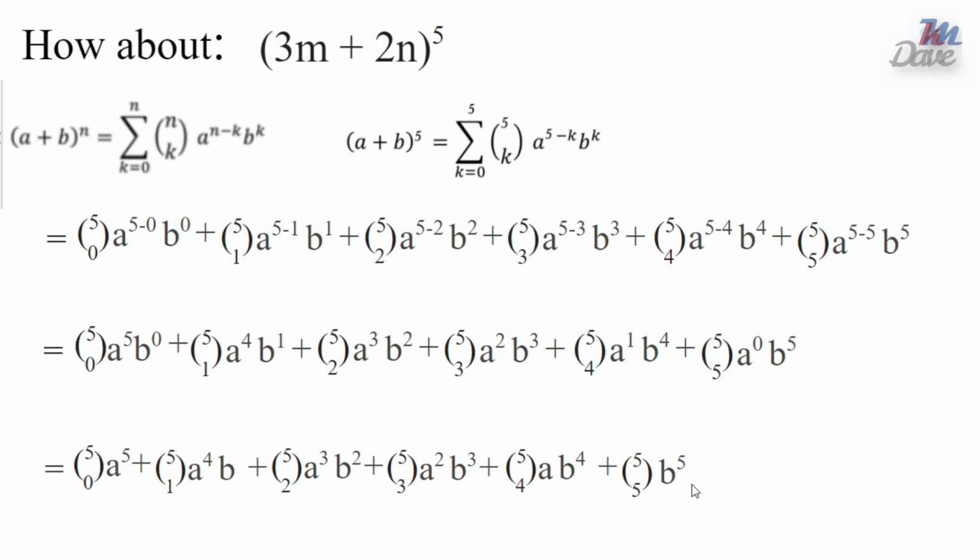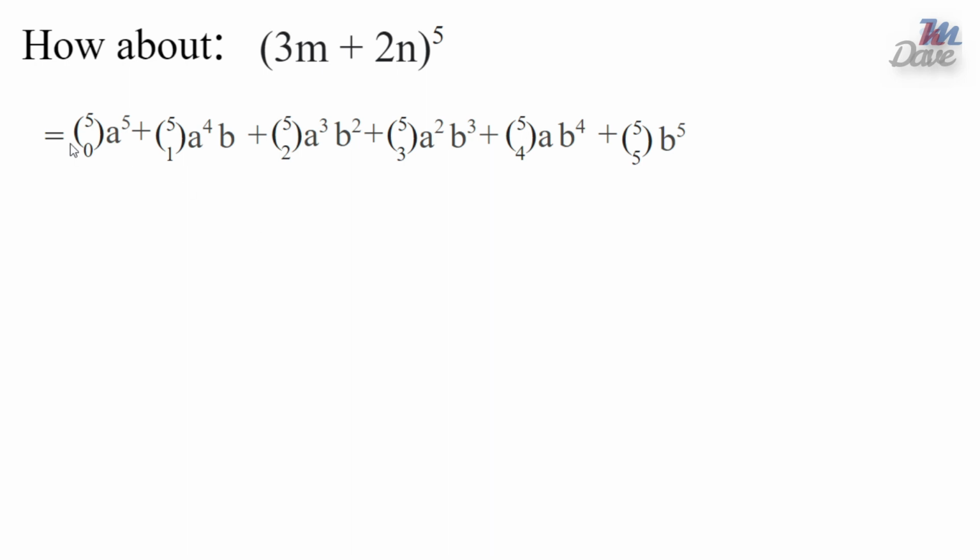And here we need to figure out what is the value of 5 chooses 0, 5 chooses 1, 5 chooses 2, 5 chooses 3, 5 chooses 4, and 5 chooses 5. To figure it out, we apply this formula: nCk is equal to n factorial divided by n minus k factorial times k factorial.